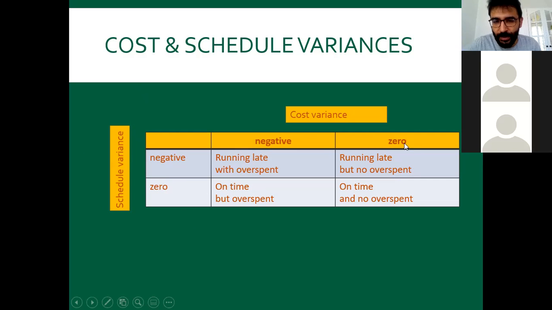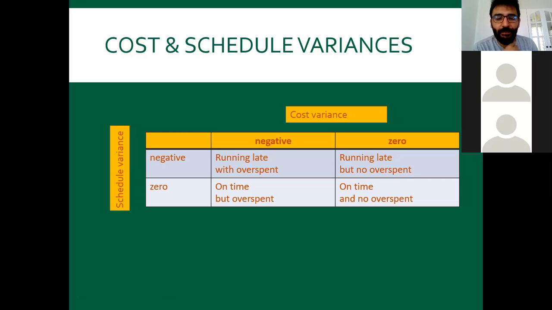So if we don't have a cost variance and schedule variance, we have done the project on time and no overspend, which is very good. But we don't have a cost variance in our example, right? It is 0, but we have a schedule variance. And we are running late, but no overspend. Okay, running late. And we may have some overspend in the next year because we just not finished that activity C.